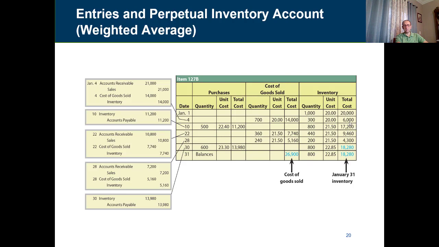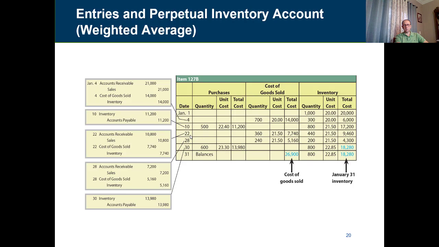What we do is take the 6,000 plus the 11,200, which gives us a total of 17,200. We divide the 17,200 by the 800, and that gives us $21.50. That's how we calculate the new average cost of the inventory. Again, we add the total cost for the older batch and the total cost for the newer batch, that's 17,200, and divide by 800, which is the new quantity, and that gives us $21.50.